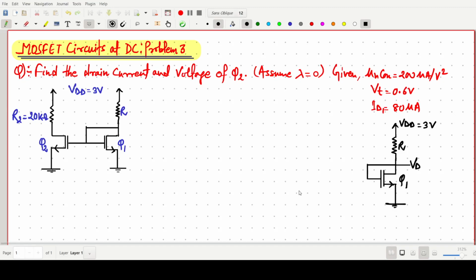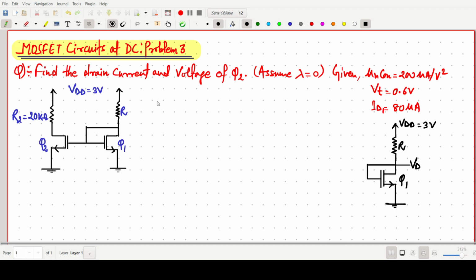Welcome everyone. In this video lecture, we will solve a problem of microelectronic circuit. So the question is, find the drain current and voltage of Q2 transistor. So this one is our NMOS, Q2 transistor is there, and this one is Q1, and this one is R resistance, and VDD 3 volt and R2 20 kilo ohm.